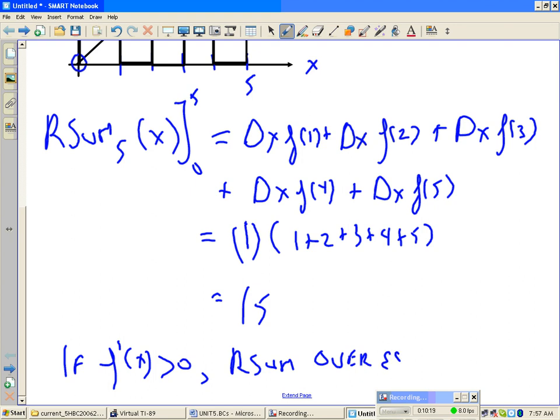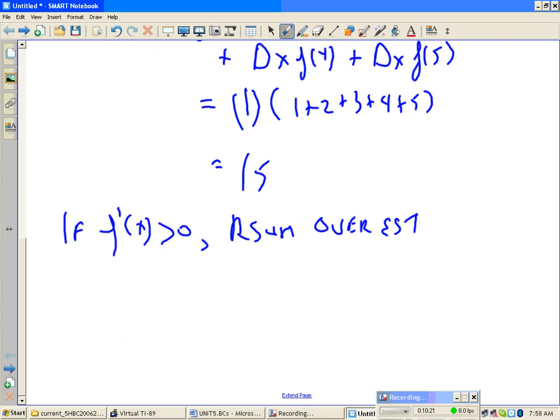What if it's... And by the way, left sum underestimates. We'll find that in a minute too. And vice versa. If f prime is negative, then the right sum underestimates and the left sum overestimates. You're going to see all of this by doing a bunch of examples, okay?